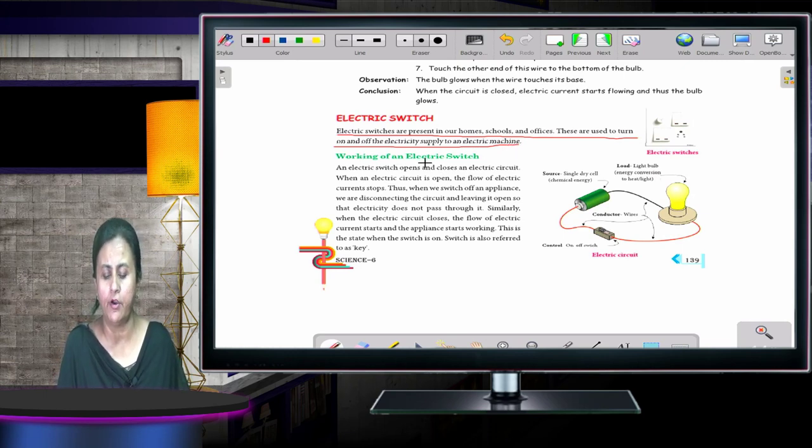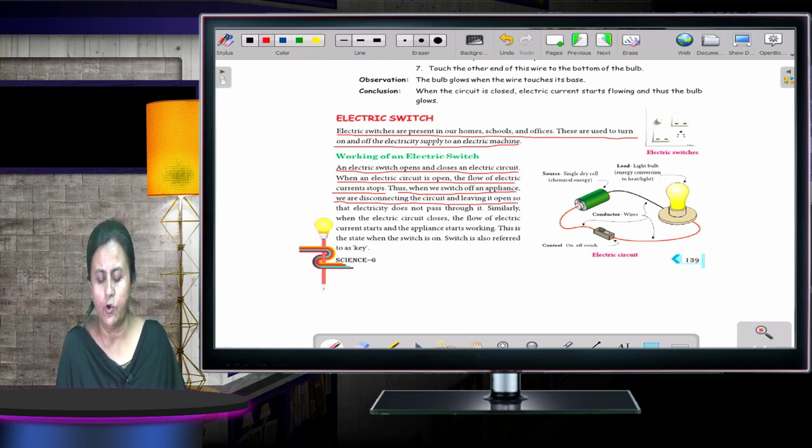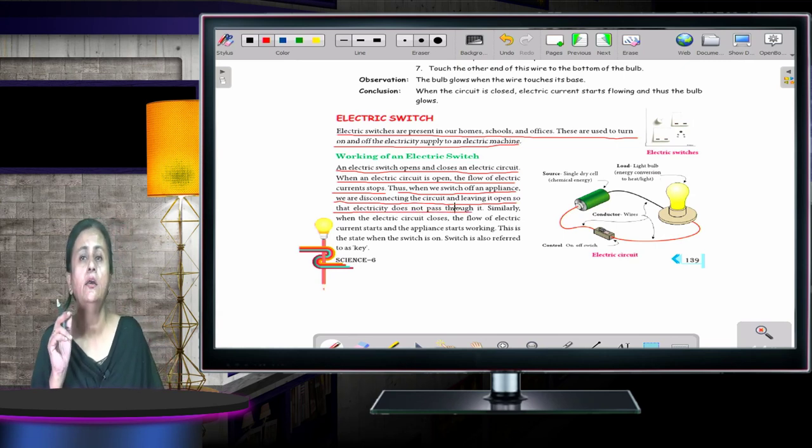Now, I will tell you the working of an electric switch. An electric switch opens and closes an electric circuit. When an electric circuit is open, the flow of electric current stops. Thus, when we switch off an appliance, we are disconnecting the circuit and leaving it open so that electricity does not pass through it.